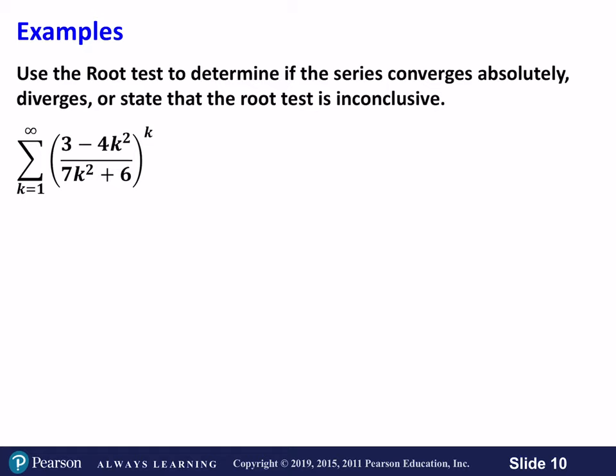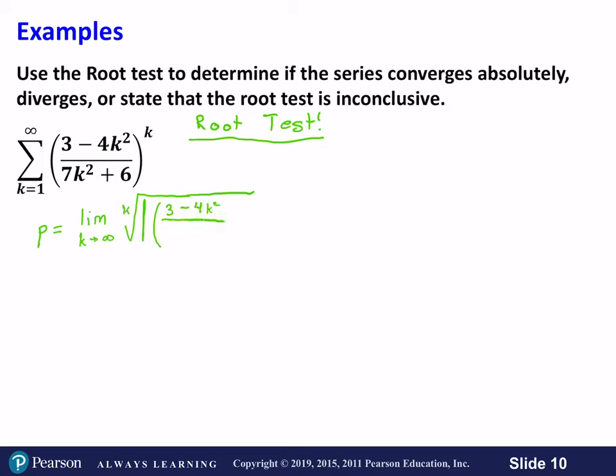Let's do some examples. We're going to use the root test now to determine if this thing converges, diverges, or if the test is inconclusive. So here we don't need to worry about defining a_k and a_{k+1}. We can just say that I'm using the root test. Rho is the limit as k approaches infinity of the kth root of the absolute value of (3 minus 4k squared divided by 7k squared plus 6) raised to the k power, close the absolute value. This absolute value is important. Make sure that you have that.